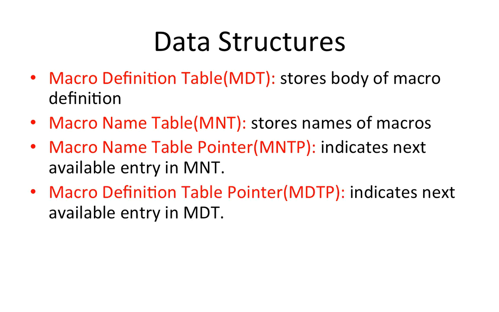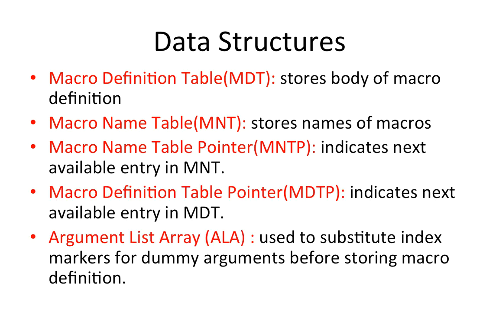The data structures used by the single pass macro processor are the same as for the two pass macro processor: the macro definition table to store the definition, the macro name table to store the name of the macro, the macro name table pointer to indicate the current available entry in the macro name table, the macro definition table pointer to indicate the next available entry in the macro definition table, and the argument list array.